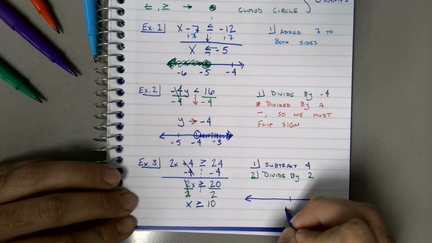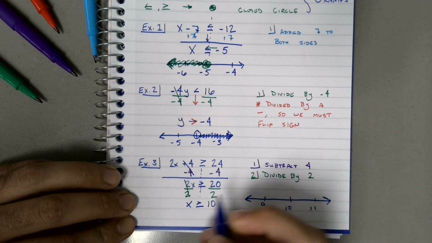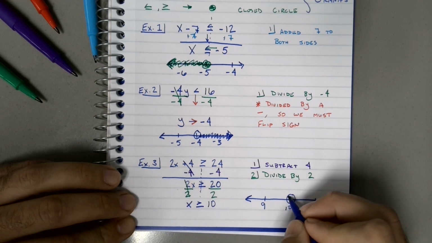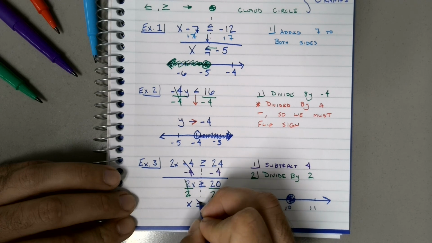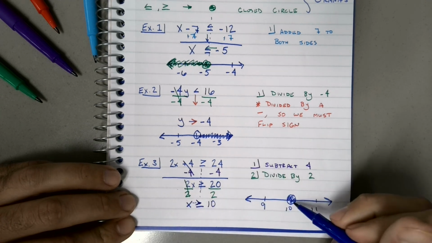So if I was to graph that, I'm going to put 10 in the middle, put 1 to the left, 1 to the right. Open or closed circle? It's closed because I have my little bar here. Which way do I shade? If you don't know which way to shade, take the alligator, stick his tongue out. Arrow points to the right, so we're going to shade to the right.